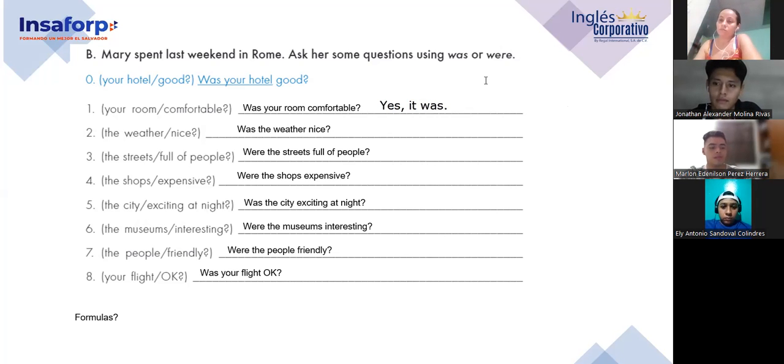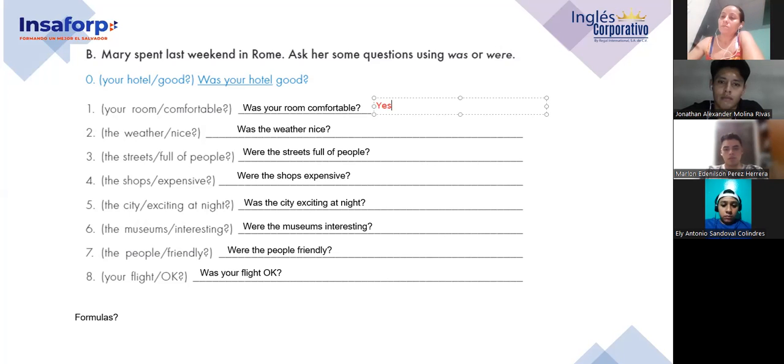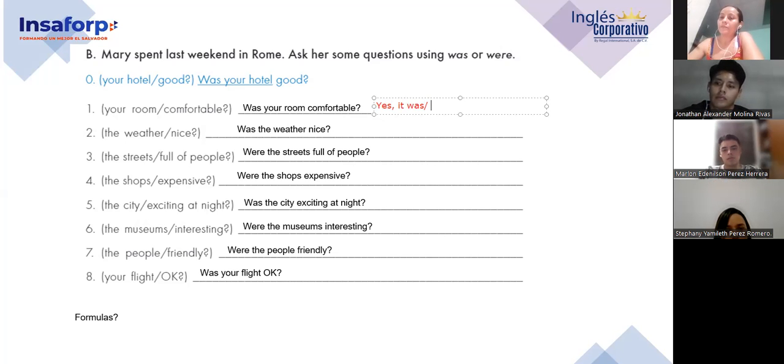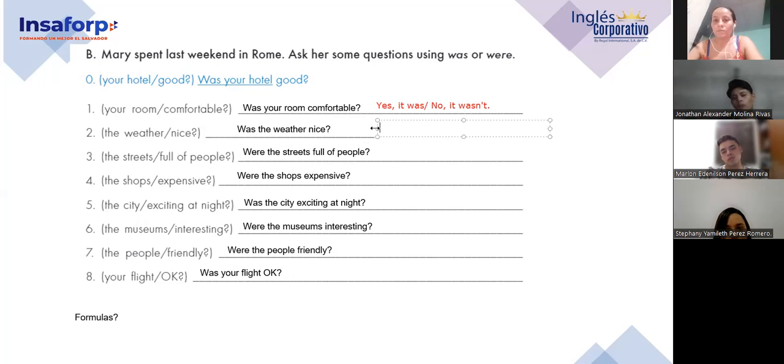So according to this, could you please help me out with this information? ¿Cómo escribo entonces affirmative and negative responses? Denme respuestas affirmative and negative. Los escribo con red right now. Was your room comfortable? Affirmative. Yes, it was. Negative form: No, it wasn't. Tell me about number two. Affirmative. Was the weather nice? Yes, it was. Negative: No, it wasn't.